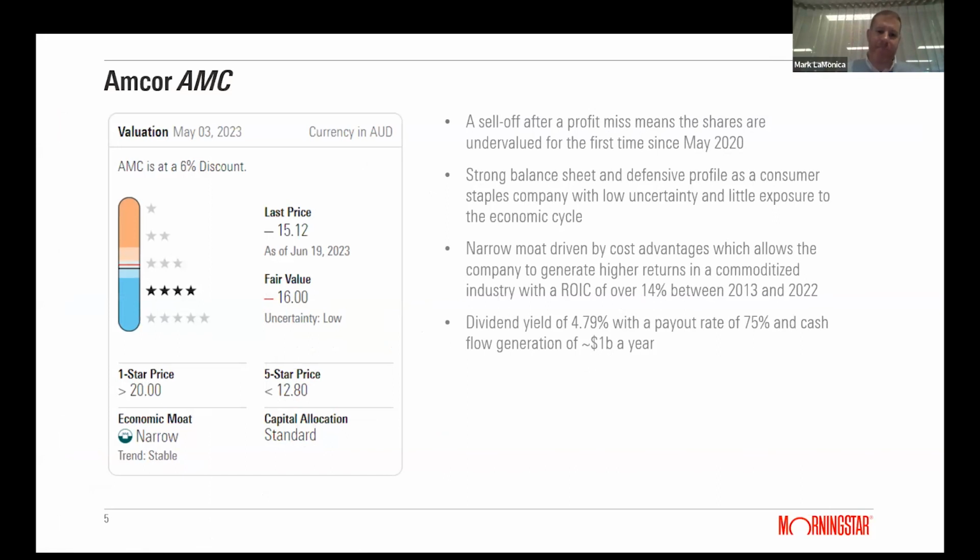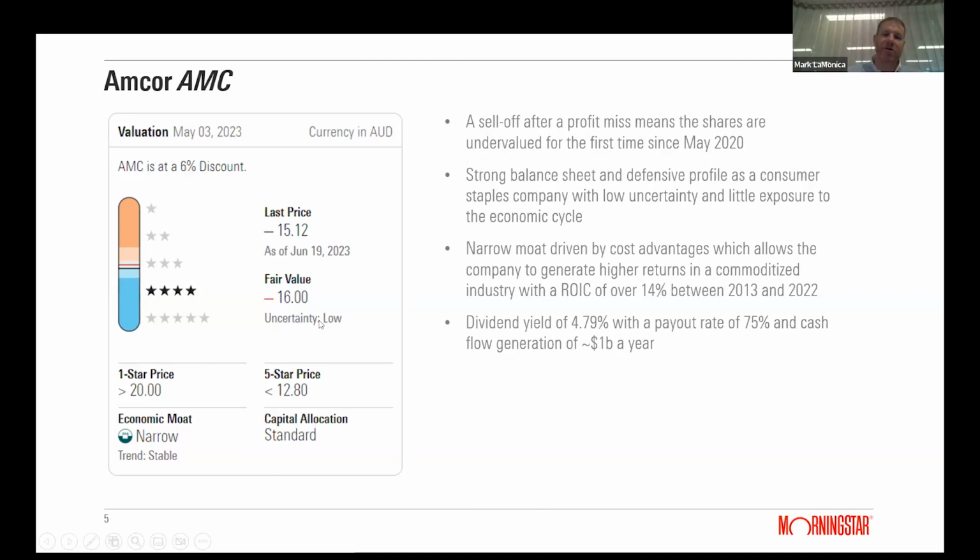Now, how did this happen? There was a sell-off after a profit miss. And I'll talk a little bit about what happened with that. But one way as investors that we can always look for opportunities is when a great company hits some short-term issues that do cause sell-offs in the price. First, let's go back and look overall at where we are.